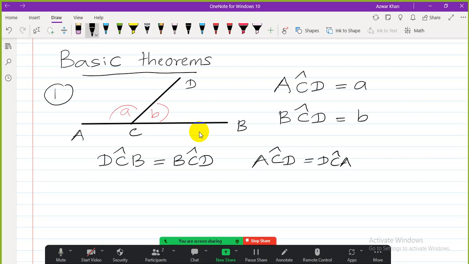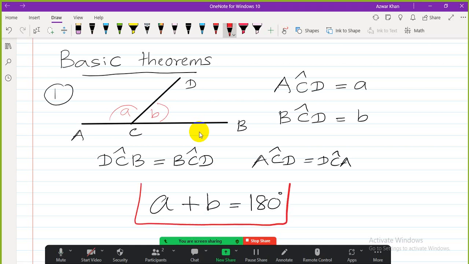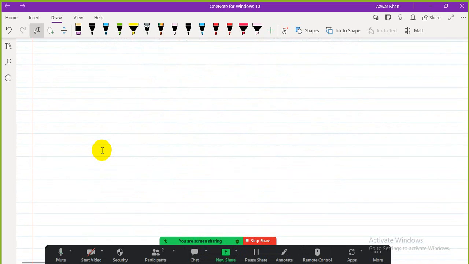So the first theorem is: the sum of the angles A plus B is equal to 180 degrees. A plus B equals 180 degrees. Can you copy this down? Yes, sir. So the sum of the angles here equals 180 degrees. Right. Now with this we can derive the second one.